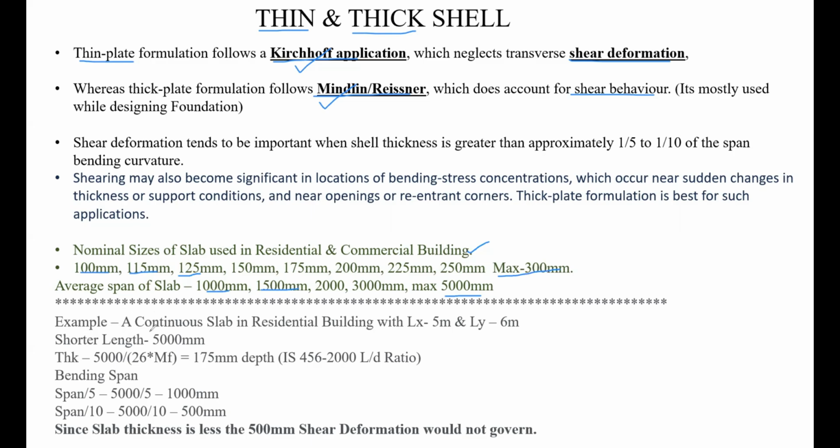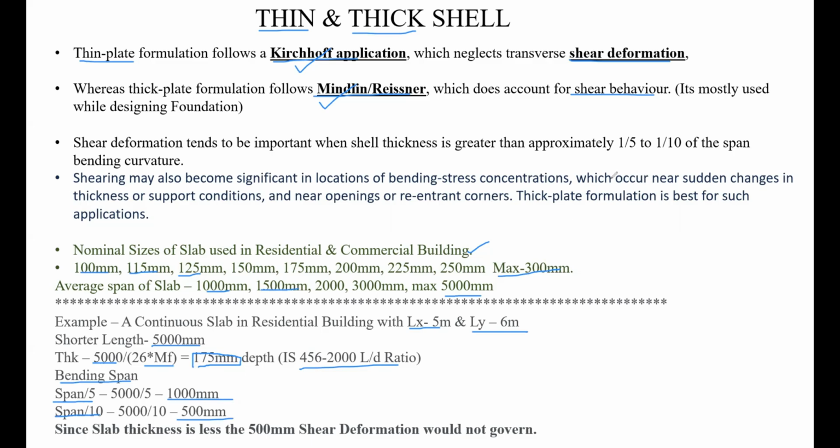I have an example over here. A continuous slab in a residential building with Lx 5 meters and Ly 6 meters. The length of shorter span is 5000 mm. Thickness we can calculate by the IS 456 L by D ratio. For continuous, we have span divided by 26 into modification factor. Okay, we have worked out the slab thickness should be 175 mm. Now I will calculate the bending span divided by 5 or span divided by 10. I am getting 1000 mm and 500 mm.